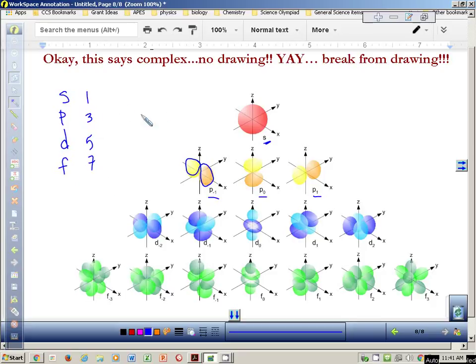You do need to be able to tell me the shapes. I do want you to know that the S is a sphere and P is a dumbbell and that D is kind of clover-like and F is a hot mess. Okay? Okay. So now where do we go from here? Well, we need to figure out how all of this fits into the atom itself, like how it all fits in there together.